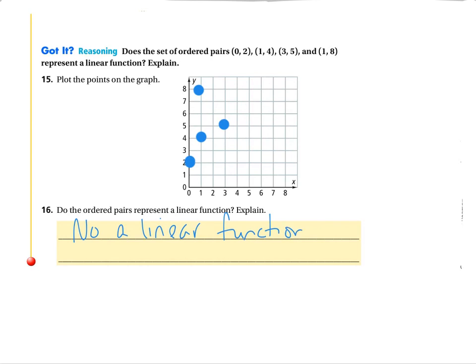This, of course, is not a linear function because as you can see, the x value of 1 equals both the y value of 4 and the y value of 8. And since it has 2 points, 1, 4, and 1, 8, it is not a linear function, nor is it even a function.